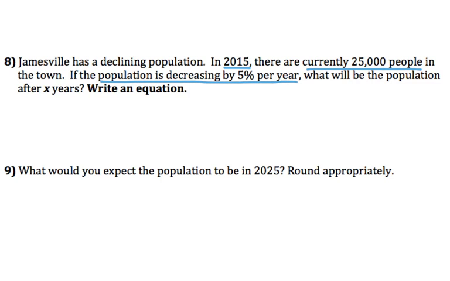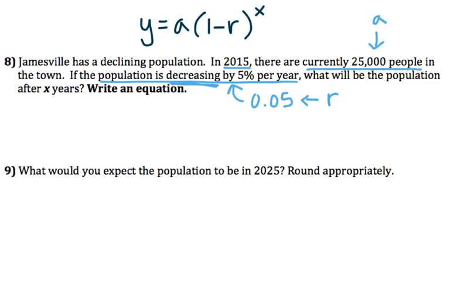So our initial or current would be the 25,000, so this is A. Since the population is decreasing by 5%, that 5 is going to be written as a decimal, 0.05, and this will be our rate of decay, or R. So since it's decreasing again, that's going to be dealing with the rate of decay. And our exponential decay form is y equals a times 1 minus r raised to the xth power.